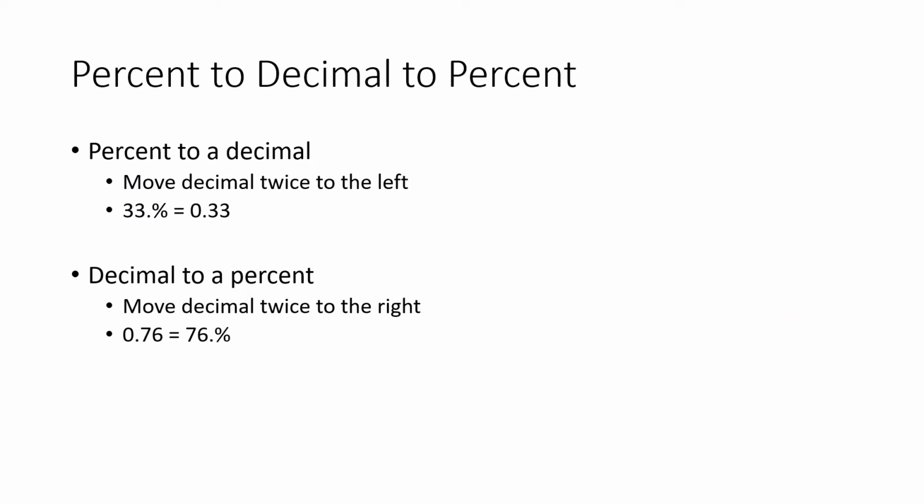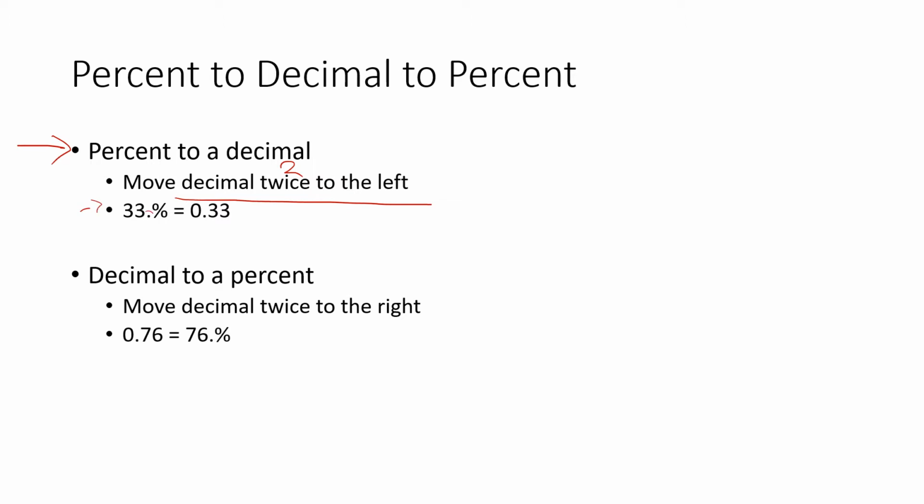So we can also write decimals as percents and percents as decimals. These interchange very easily together. We'll look first at going from a percent to a decimal. So to write any percent as a decimal, we just move the decimal spot 2 times to the left. That's it.